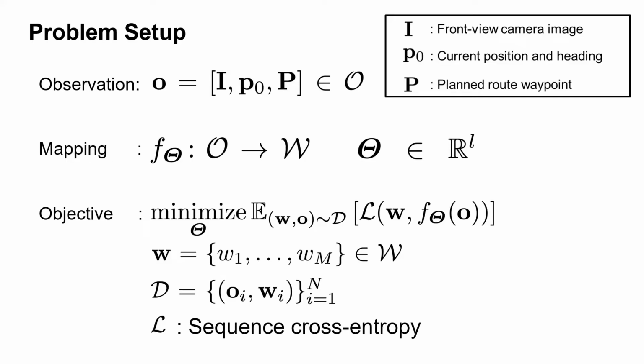We consider the task of learning instruction synthesis from observation space O, which comprises a front view camera image I, the start position and heading of the instruction follower P0, and a planned route P, which specifies waypoints towards a goal position. Our goal is to obtain a mapping function F, parameterized by theta, for generating a sequence of instructional tokens W from observations. Our instruction generation model can be trained by minimizing a sequence prediction cross-entropy loss, L, between the prediction and expert's instructions given observations.